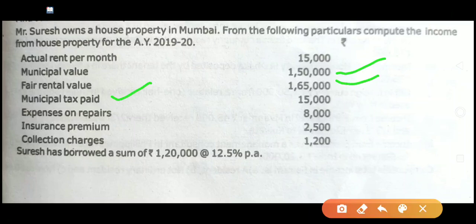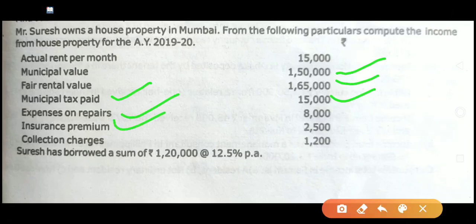So in the absence of information whether the tenant or owner paid the municipal taxes, you need to consider municipal taxes paid by owner only. So this is deductible from gross annual value. And then expenses and repairs. So any expenses and repairs should be ignored. Don't consider anywhere in the answer.